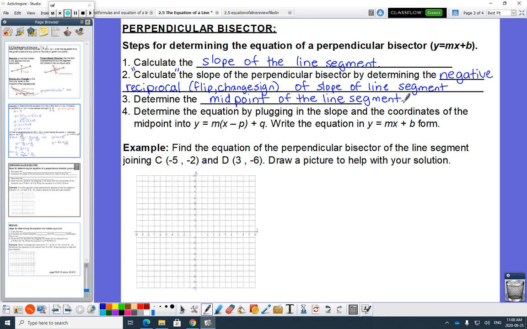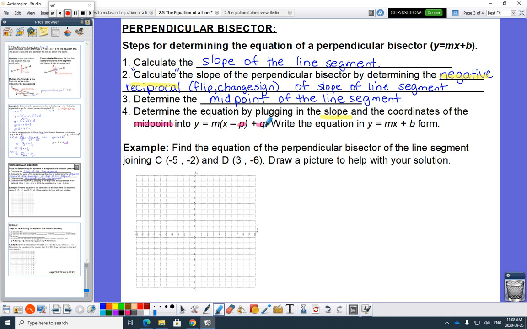And then you're going to use this. So we're going to use the slope, which is the negative reciprocal one. So I'm going to highlight both those the same color. And then you're going to use, I'll use pink. Then you're going to use the midpoint.